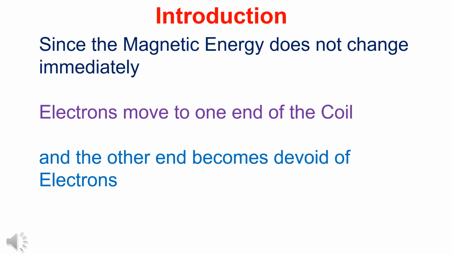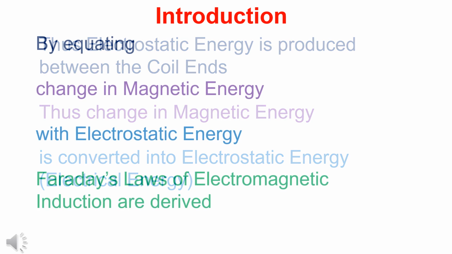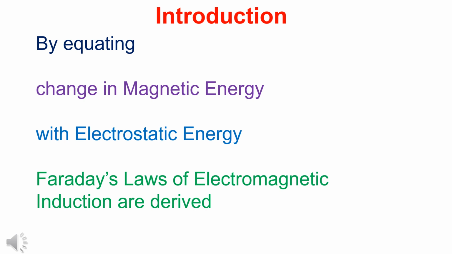Since the magnetic energy has got inertia to change, electrons in the coil flow to one end of the coil, making it negatively charged. Since the other end is devoid of electrons, it becomes positively charged. Hence, electrostatic energy is produced at the coil ends. Thus, the change in the magnetic energy is converted into electrostatic energy. By equating change in magnetic energy to the electrostatic energy, Faraday's laws of electromagnetic induction are derived.